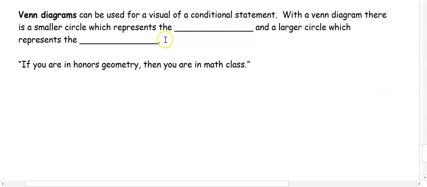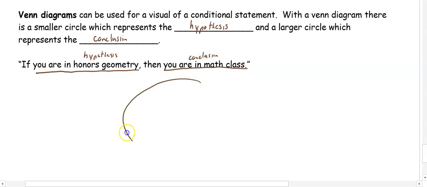Our last quick part then is Venn diagrams. So Venn diagrams can be used as a visual of a conditional statement. When you have a Venn diagram, your smaller circle is going to be the hypothesis, and the larger circle is going to be the conclusion. So if you are in honors geometry, then you are in math class. So honors geometry is our hypothesis, and in math class is our conclusion.